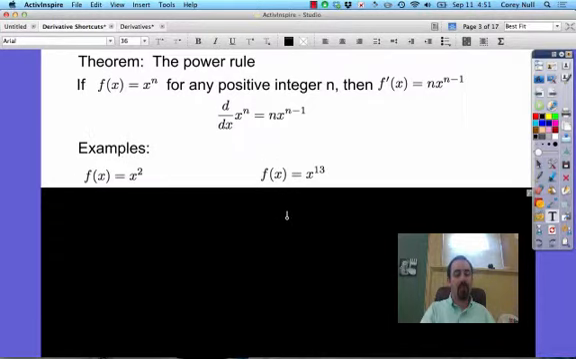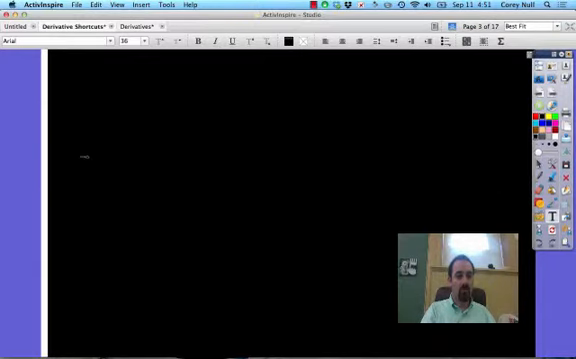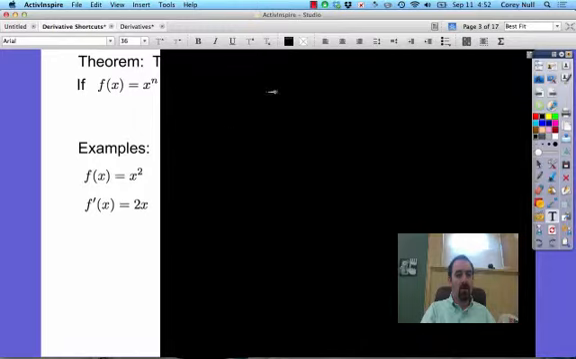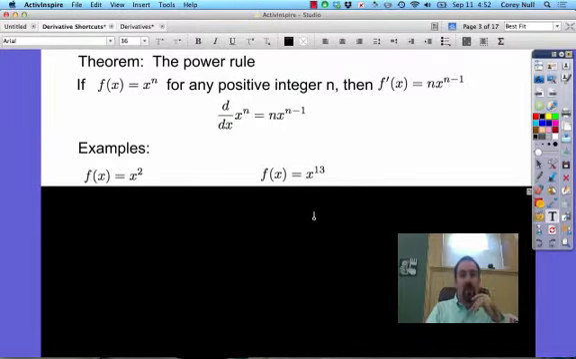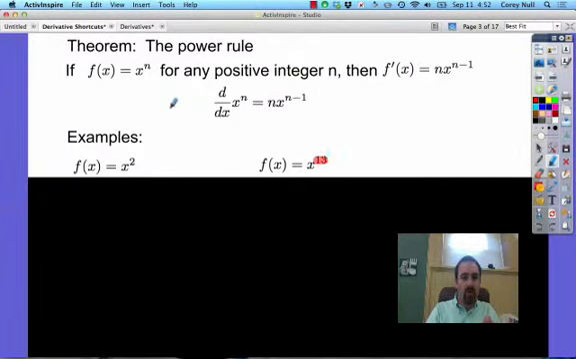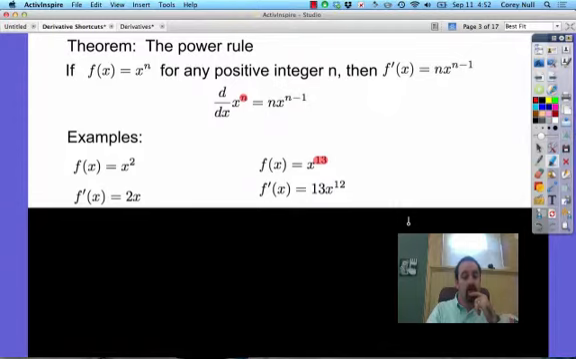Here are some examples. Okay, let's start with the first one. The derivative of x squared is going to be 2 times x to the 2 minus 1, which is 1. Pretty straightforward. The derivative of x to the 13th. N is equal to 13 here. Now the 13 goes in front, and we reduce the power by 1. Boom. 13x to the 12th is the derivative.